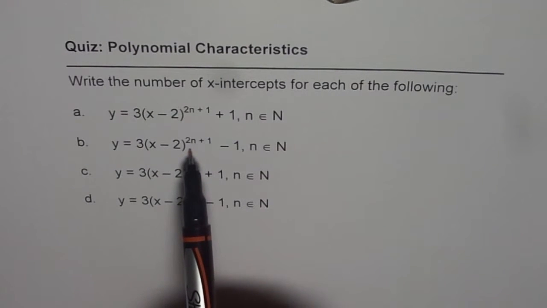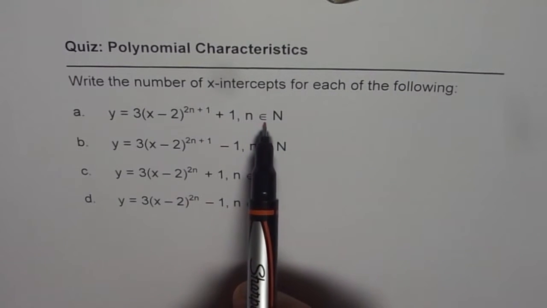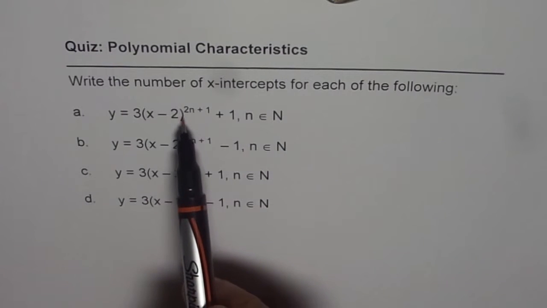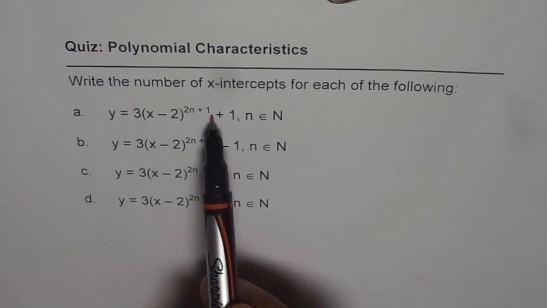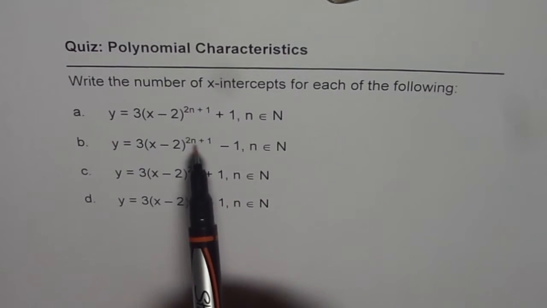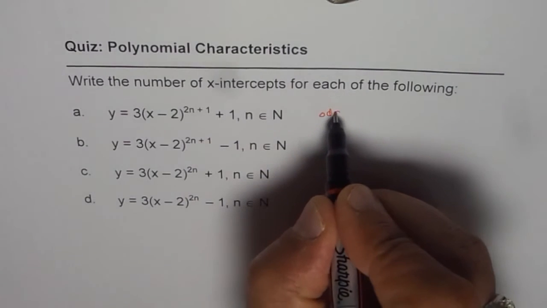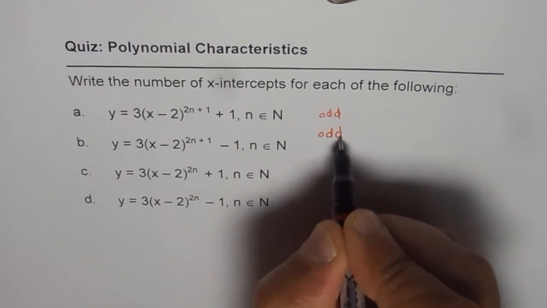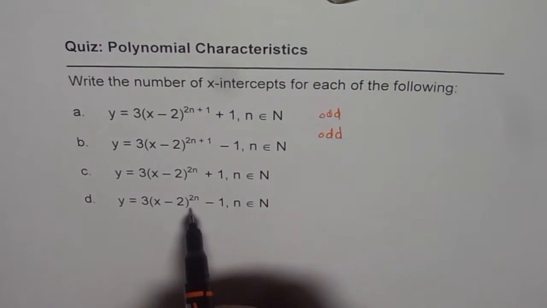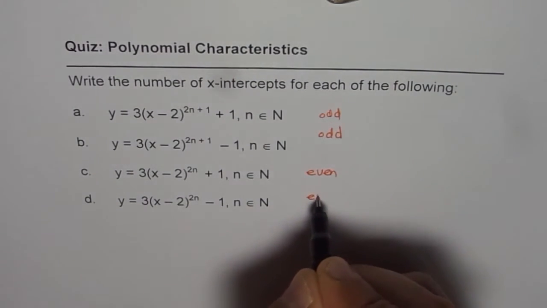In the first two, the exponent is 2n plus 1. Now 2n plus 1, where n is a natural number, means odd, right? So here the degree of these polynomials is odd, right? So these two are odd degree polynomials, correct? Now part C and D, the exponent is 2n and 2n, so these are even degree polynomials.